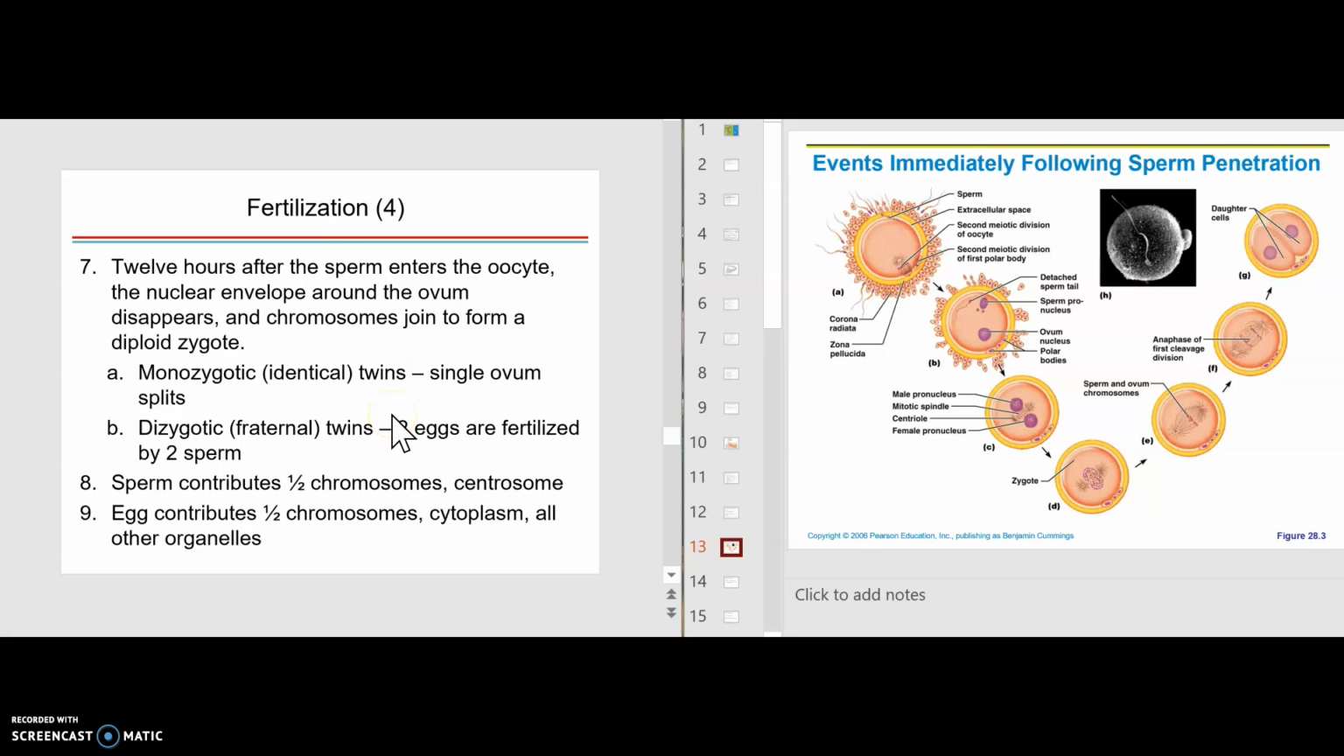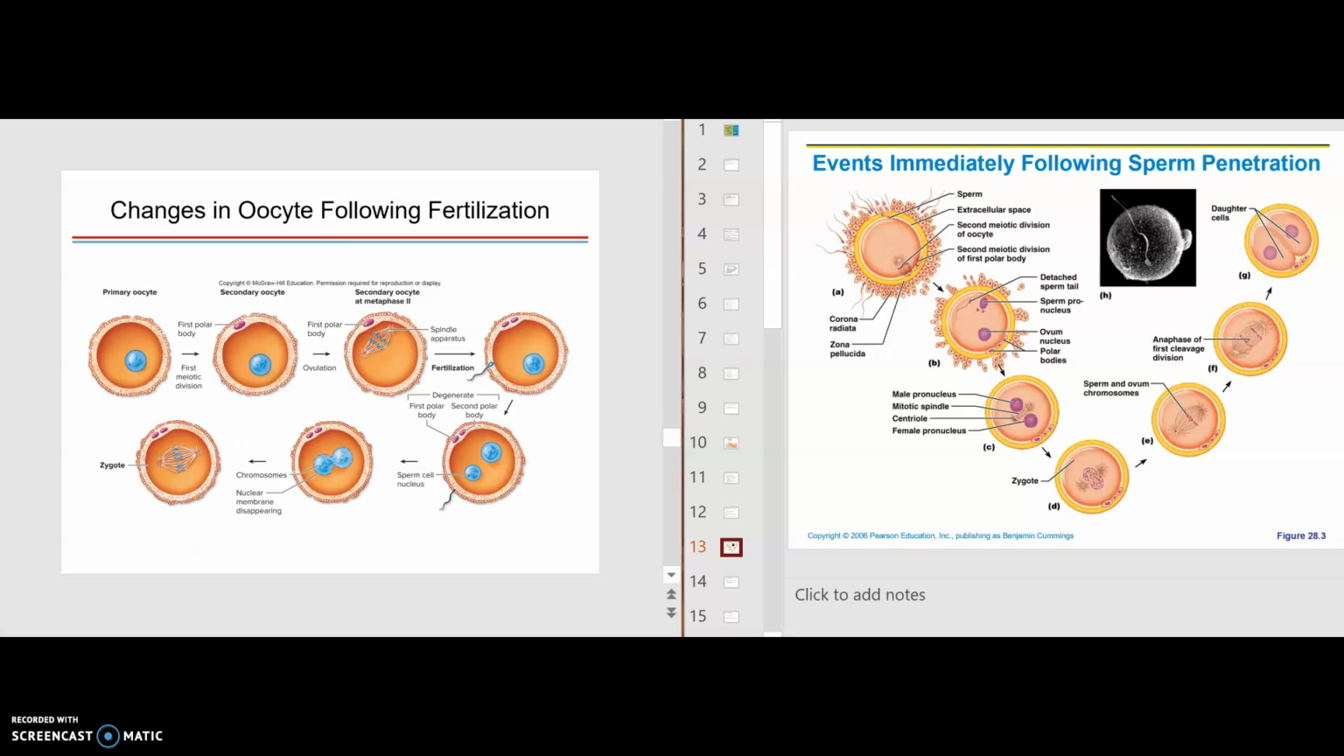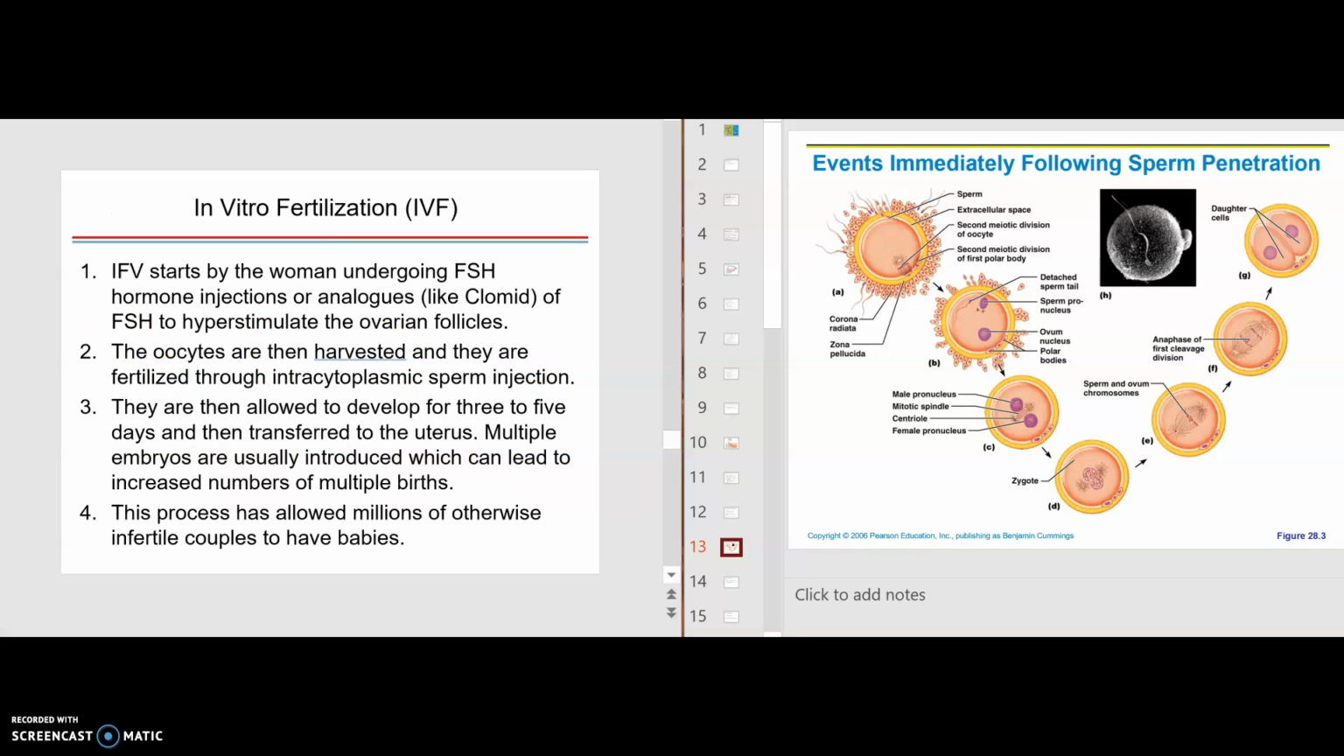Dizygotic would be if the woman double ovulated, shall we say, which can occur, and two sperm fertilized two eggs. So these are called identical, and these are non-identical. Okay. So this is what we're looking at here. All right. We'll go a little further. This is in vitro fertilization, but before I go there, let me just be sure.